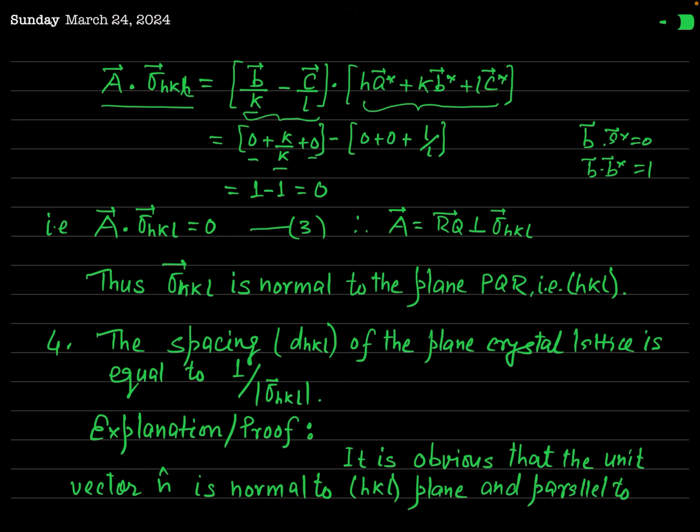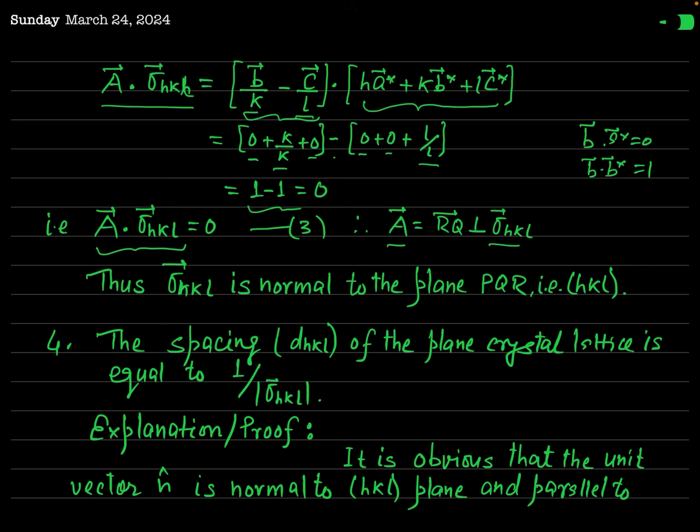And then we will take the scalar product with minus C by L. So here is the minus sign, and C dot A* is 0, so the first term is 0. C dot B* is 0, so the second term is 0. And in the third term there will be C dot C*, which is 1. So this is L over L. And again the result is 1 minus 1 equal to 0. So what we get? You can see that our result is A dot sigma HKL is equal to 0. Okay, and therefore you can say that A is perpendicular to sigma HKL.